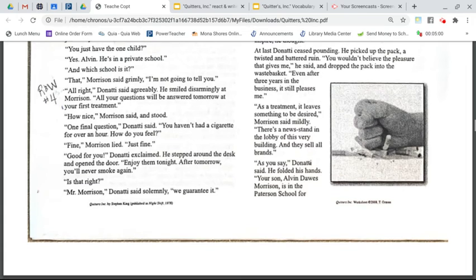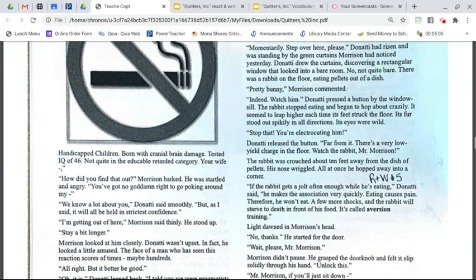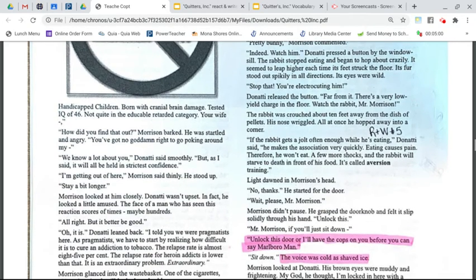"Yes, so you say," Donati said. He folded his hands. "Your son, Alvin Dawes Morrison, is in the Patterson School for Handicapped Children, born with cranial brain damage. Test IQ of 46. Not quite in the educable retarded category. Your wife..." "How did you find that out?" Morrison barked. He was startled and angry. "You've got no goddamn right to be poking around..." "We know a lot about you," Donati said smoothly, "but as I said, it will all be held in strictest confidence."